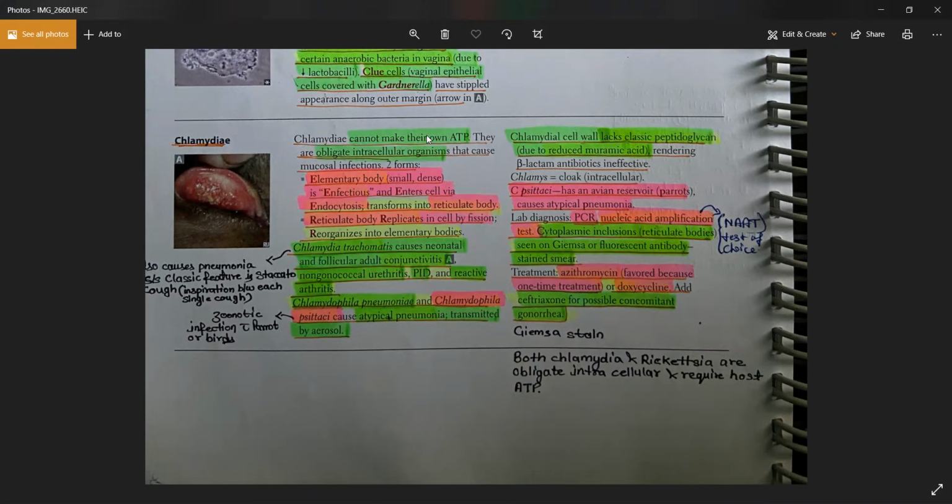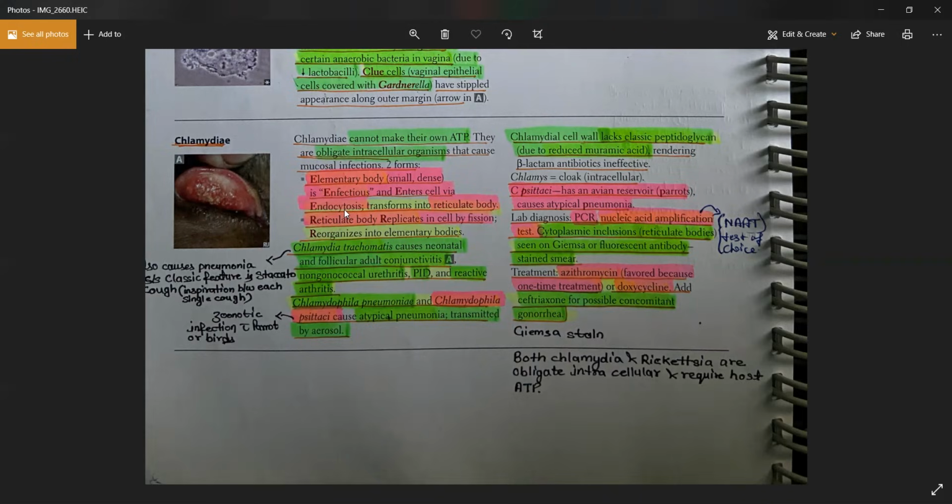Okay, and they exist in two forms. The one form is the elementary body, which helps them in entering the cell. So the elementary body is for entering cells, and then when it enters the cell, this elementary body transforms into the reticulate body. And this reticulate body helps the bacteria in replication. So elementary bodies are for the entry inside the cell, and reticulate bodies for the replication inside the cell. So whenever you look at chlamydia in the microscope, what you will see is the intracellular bacteria, right? And what you will see are the reticulate bodies, not the elementary bodies, but the reticulate bodies.